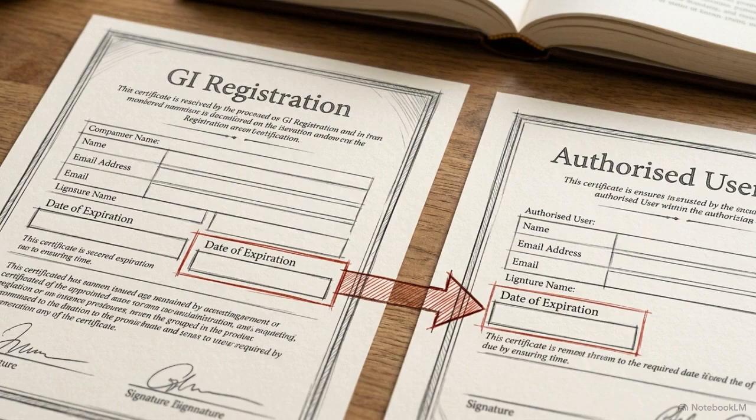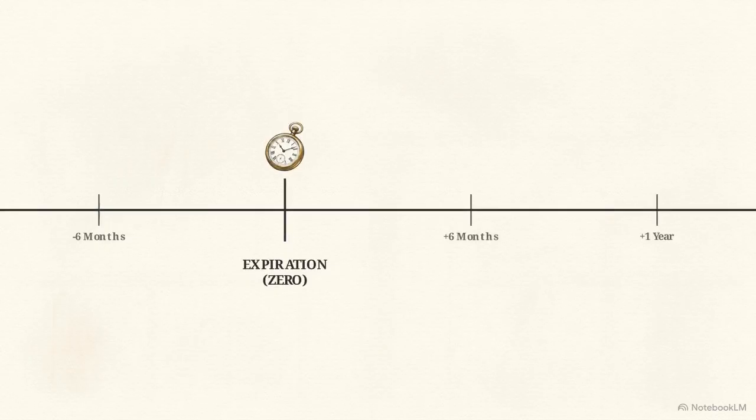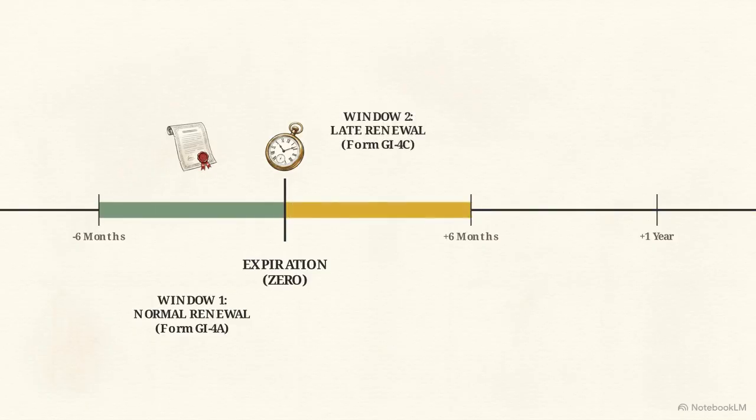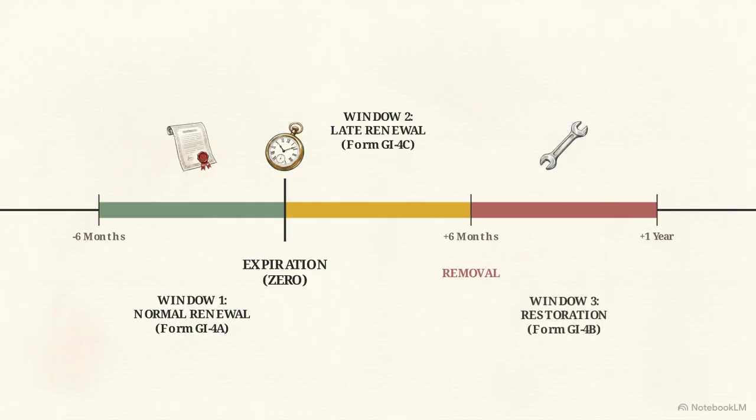to the parent's clock. Window 1 is normal renewal, up to 6 months before expiry, on Form GI-4A. Window 2 is late renewal, within 6 months after expiry, on Form GI-4C with a surcharge. Window 3 is restoration, between 6 months and 1 year after expiry, on Form GI-4B.